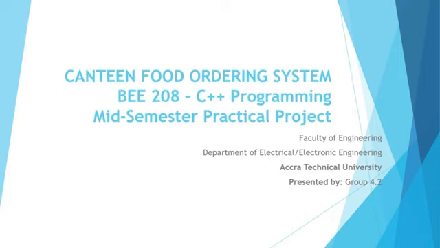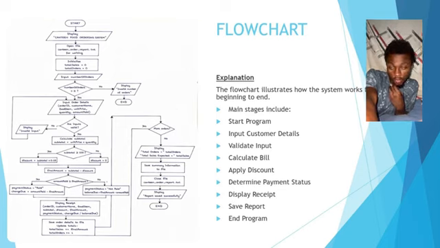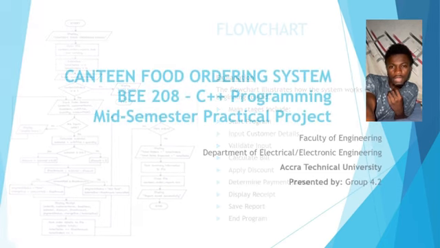And this is the slide we prepared. My colleague will take us through the next slide. So we take the flowchart, which is slide 3. The flowchart represents the logical sequence of our program. After collecting the customer's information, the system validates the inputs, calculates the bills, determines the payment status, displays the receipt, saves the order into a report file, and repeats the process for multiple customers.